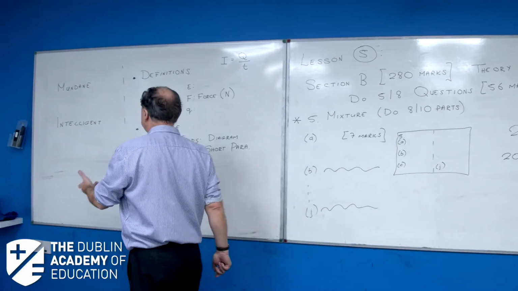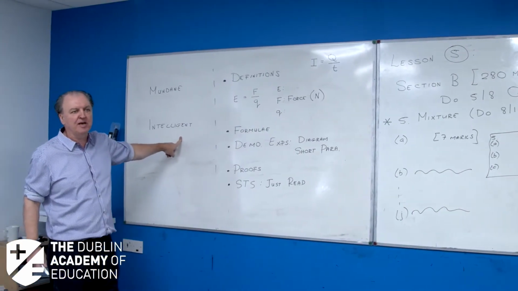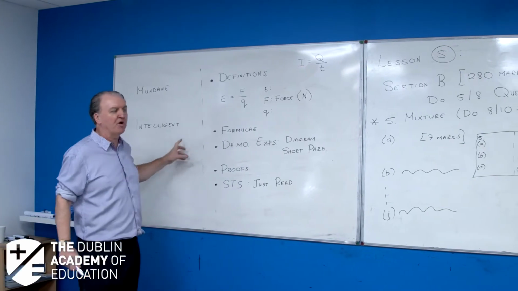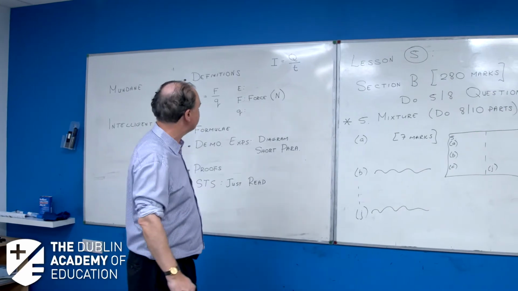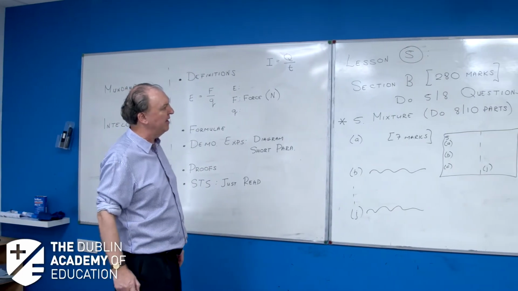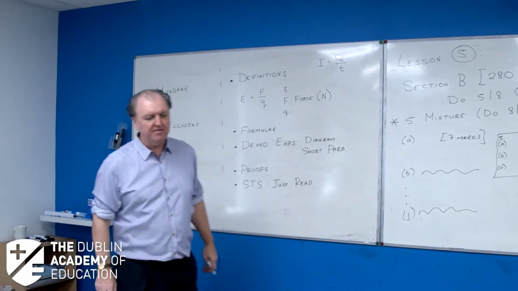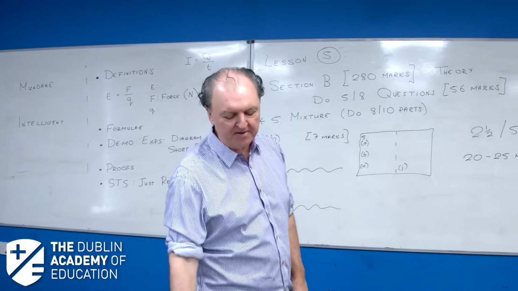The intelligent, well, that's about you doing question after question after question using those formulae. So we've already done a certain amount of that in the previous lessons. Now, anything else on that? Is there any other learning you have to do beyond that?